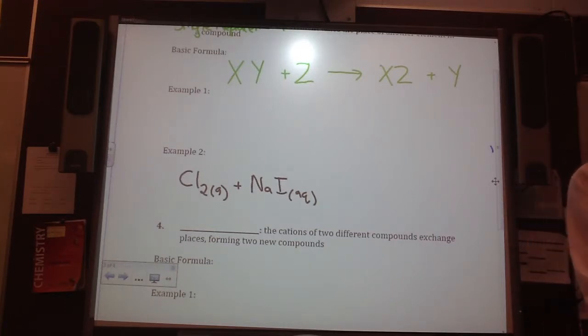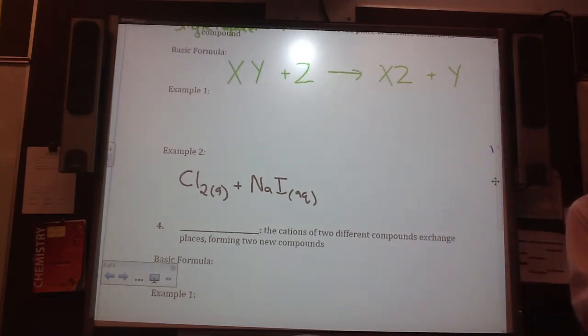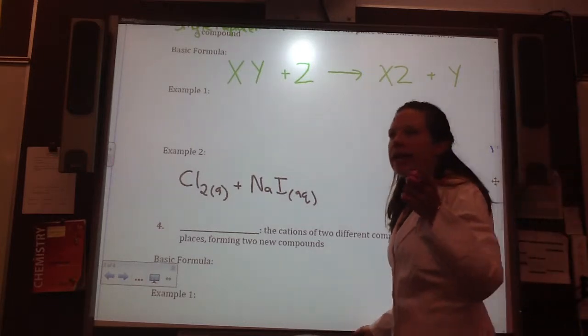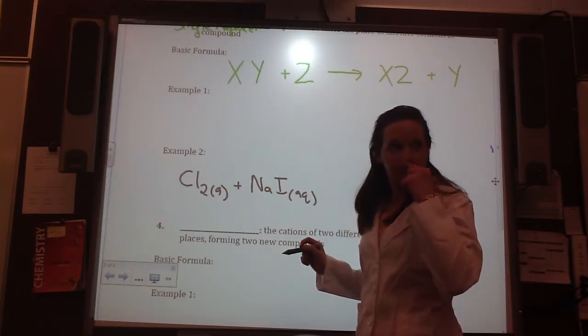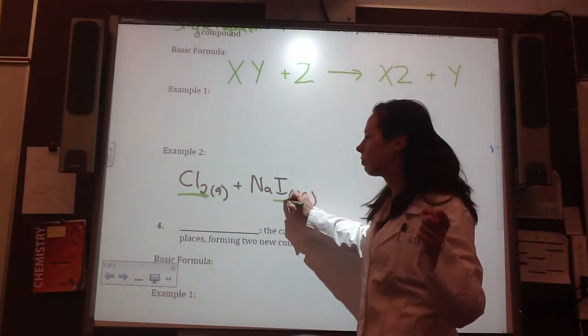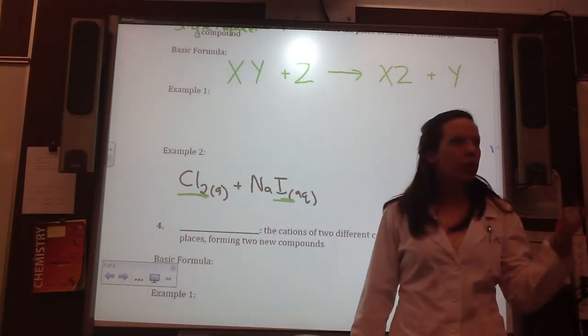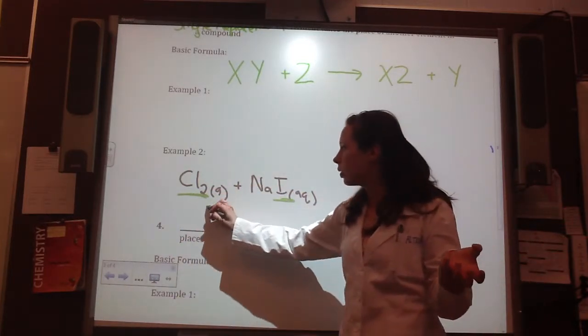So, can you predict the products? I'm going to say NaCl2 plus I. How did you think it would be NaCl? Because you switched the two that were the same. Yeah, you switch the two that are of the same category. Iodine and chlorine are both non-metals, or they're both negative ions. So those are the ones that we switch.